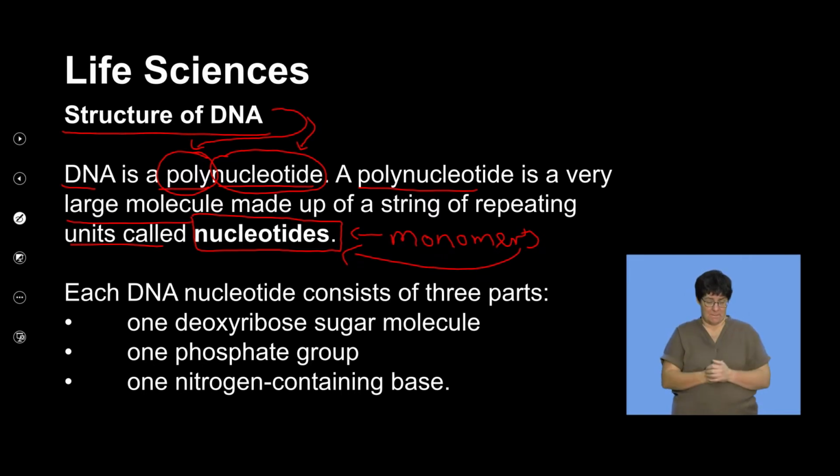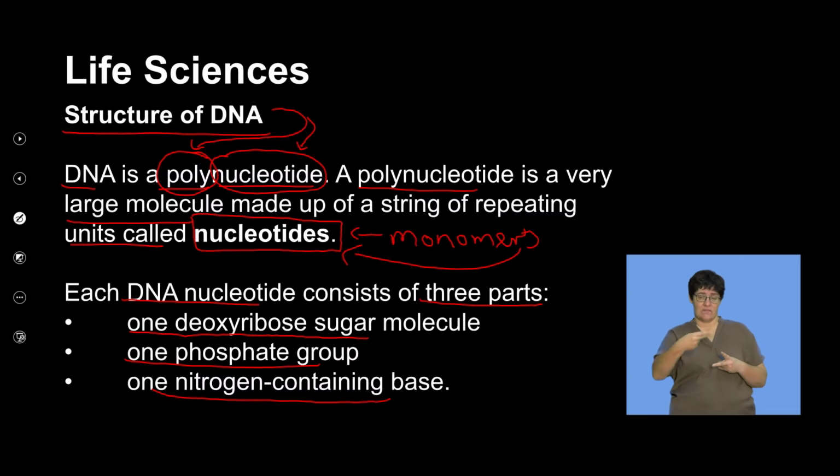Each DNA nucleotide consists of 3 parts, and let's try and understand what these are first before we look at a diagrammatic representation of them. It contains 1 deoxyribose sugar molecule, 1 phosphate group, and 1 nitrogen-containing base. These 3 components make up 1 single DNA nucleotide.